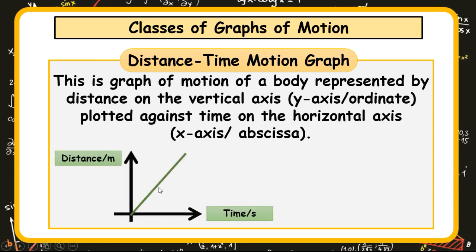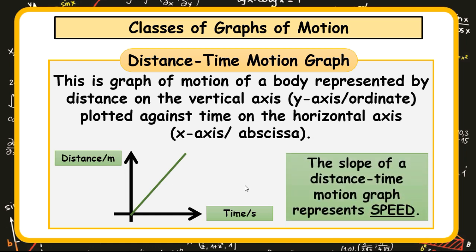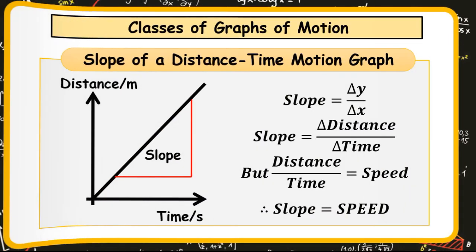You can easily picture them on the Cartesian plane. On the xy plane, we have distance plotted on the y-axis as against time on the x-axis, and that is the distance time motion graph. Now, it is said that the slope of a distance time motion graph represents speed. Keep this. And it can easily be proven that yes, it's true.